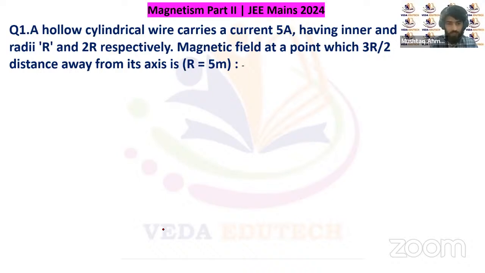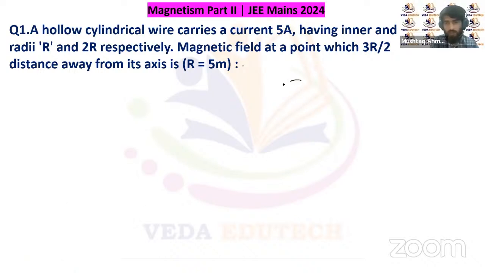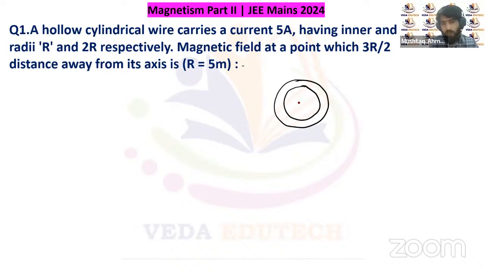Let me just draw the cross section of this cylinder, right? The cylinder is like this. It's a hollow cylinder, having the inner radius R and the outer radius capital R. This is the hollow cylinder here, the cross section of the cylinder. The cylinder is having the inner radius R and the outer radius 2R, right?